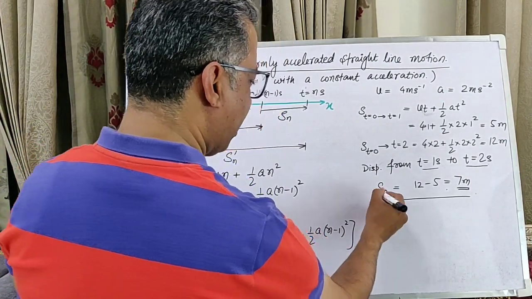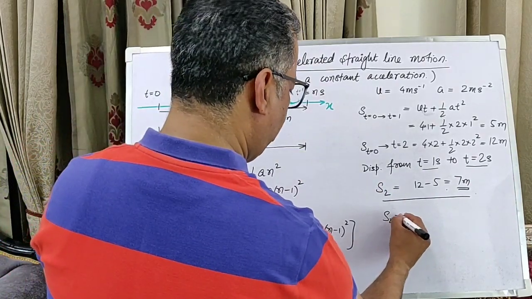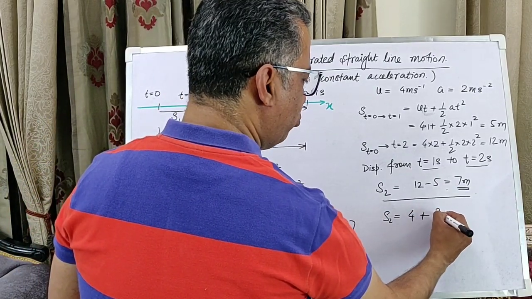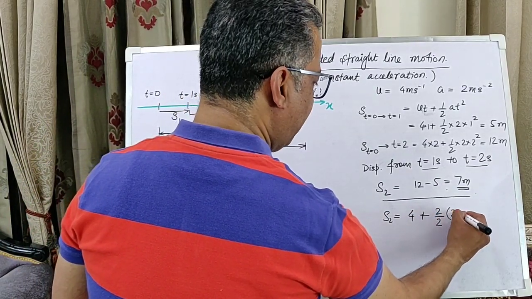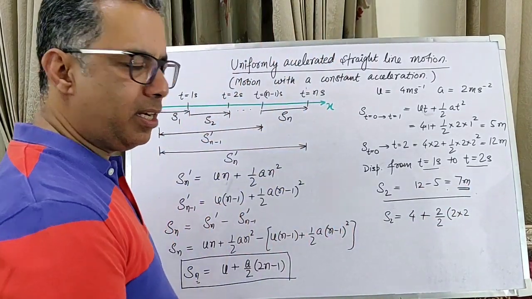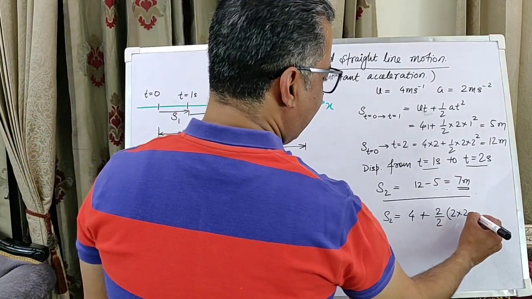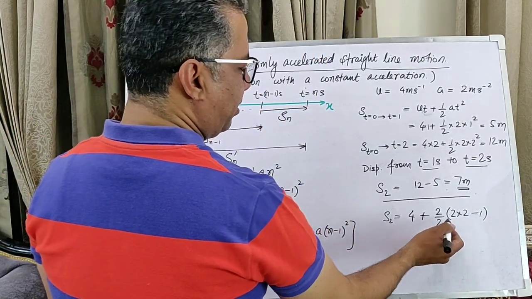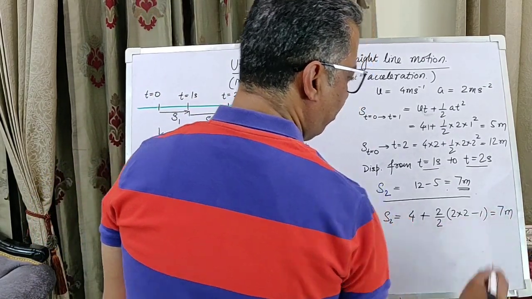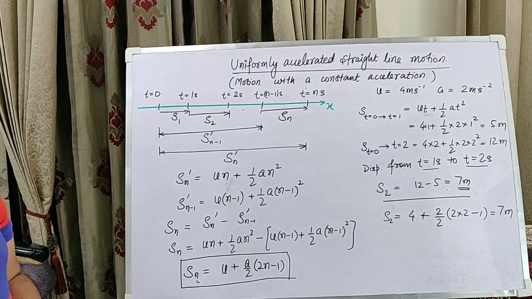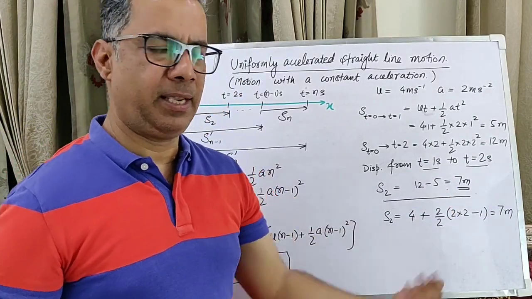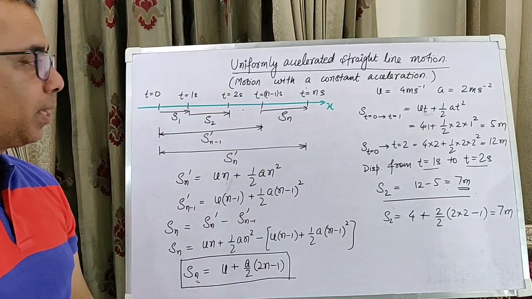So S2, as I have shown here, will be equal to u, now u is 4, plus a by 2, that is 2 divided by 2, into 2n minus 1. Now n is 2, the second 1 second interval. So 2 into 2 minus 1. Now 2 cancels and you have 3 here. 3 plus 4, that's 7 meter. So this is the equation for displacement in the nth second of the motion.